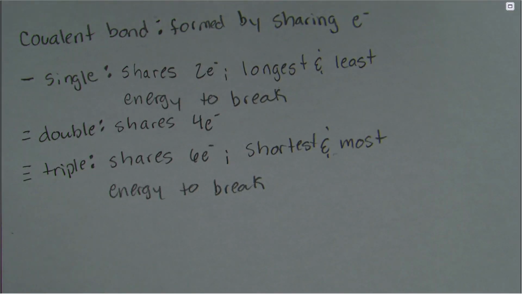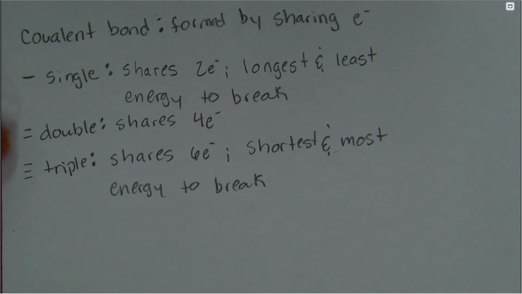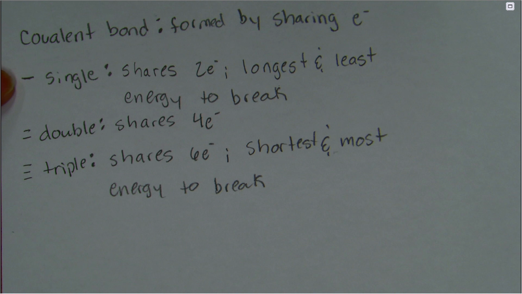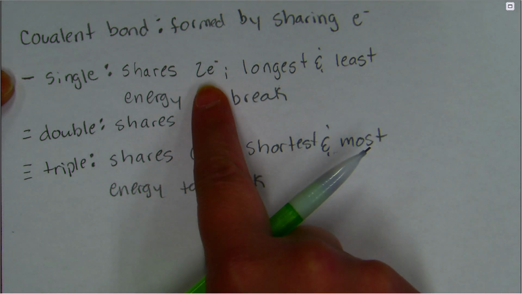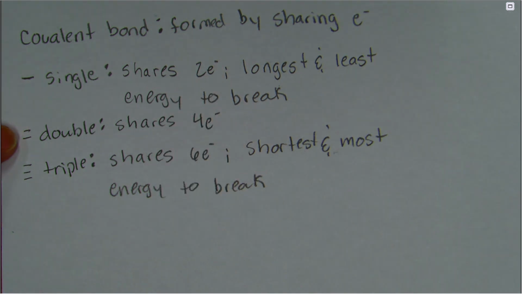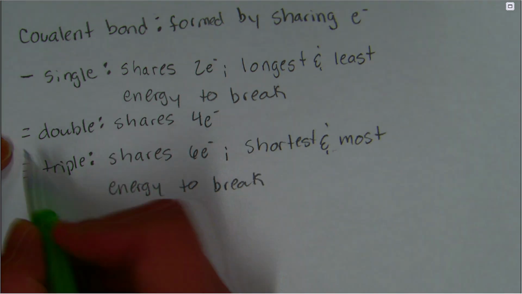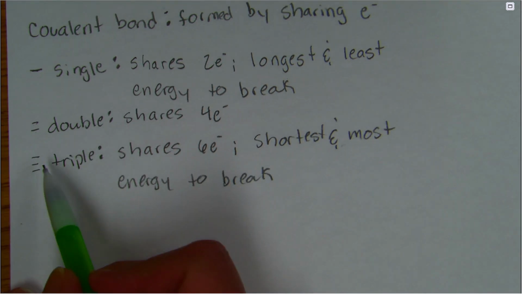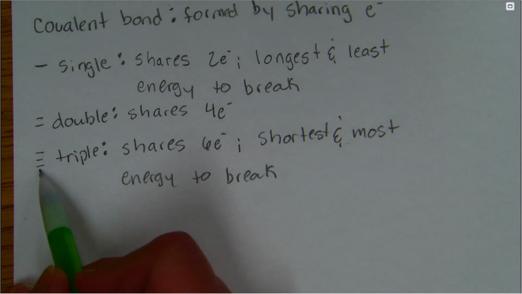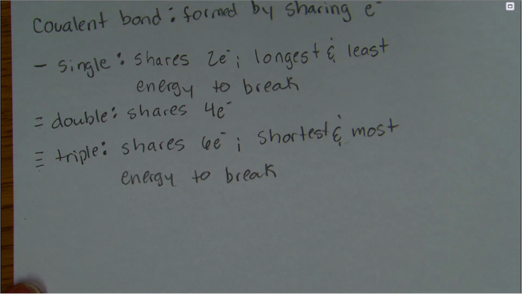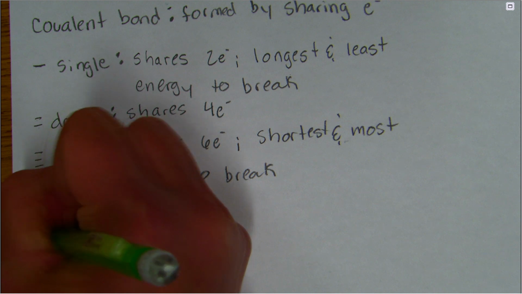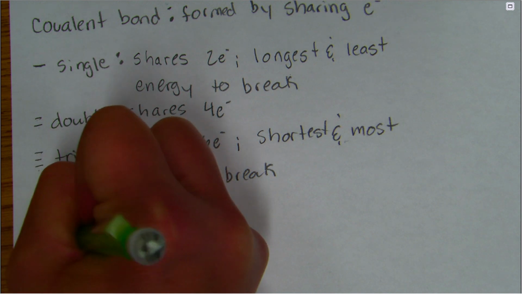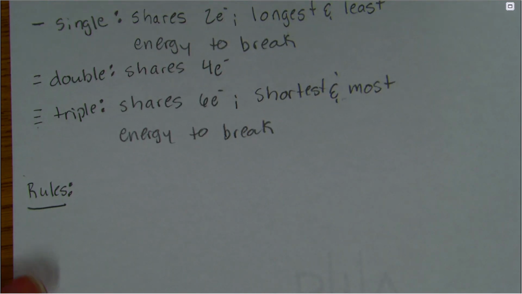And you'll notice here my symbol for single, double, and triple. So each line represents 2 electrons. So a double bond has 2 lines, so 2, 4 electrons. A triple bond has 2, 4, 6 electrons. So let's get our rules down, and then we'll try and make sense of what these rules actually mean.